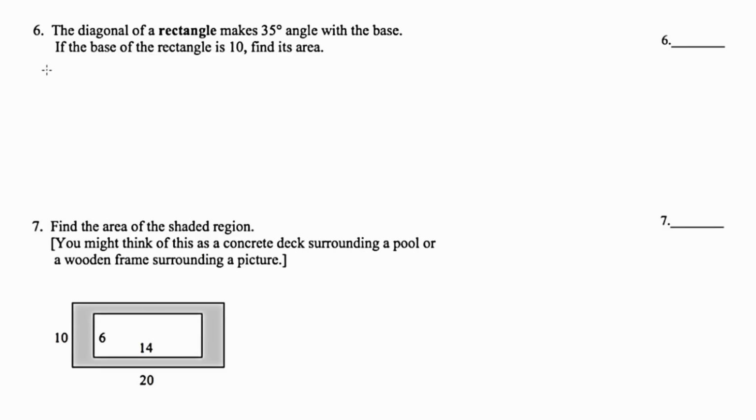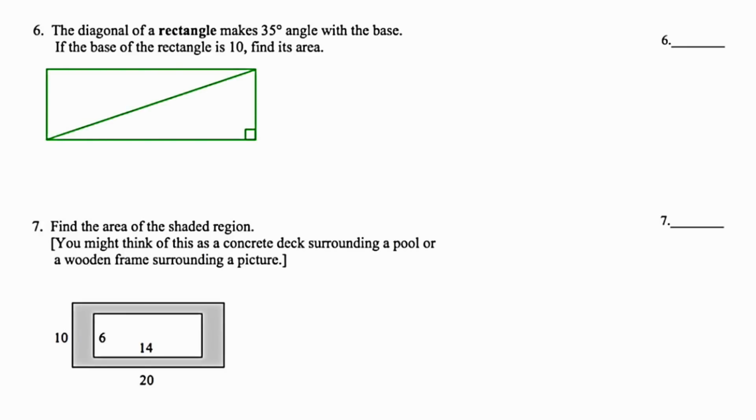Let's start by drawing a diagram of a rectangle. I'm also going to include in this diagram the diagonal, because they reference it in the question. Okay, so it says the diagonal of a rectangle makes a 35-degree angle with the base. So I'm going to call this 35, and they tell us that the base is 10, and they want us to find the area. Well, since this is a rectangle, I'm going to start by just writing down the formula to find the area of a rectangle, which is base times height.